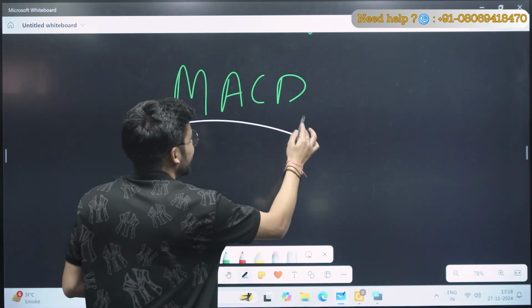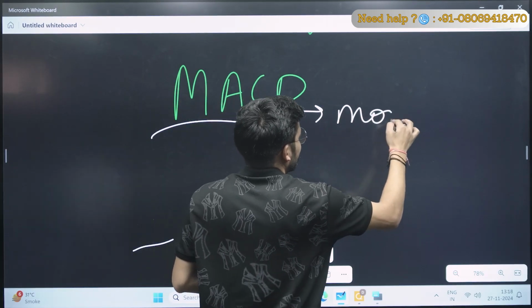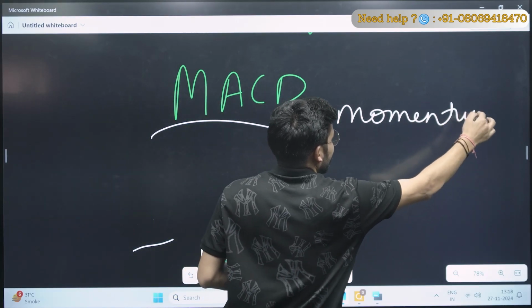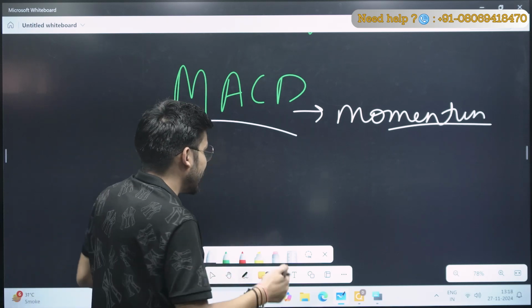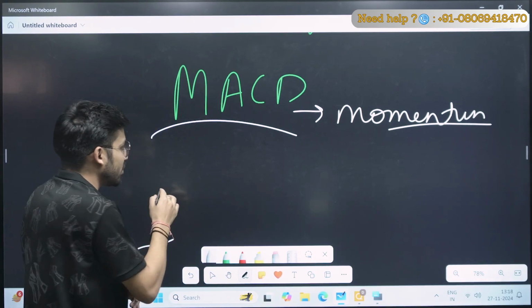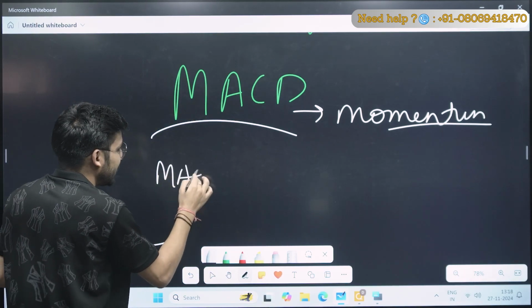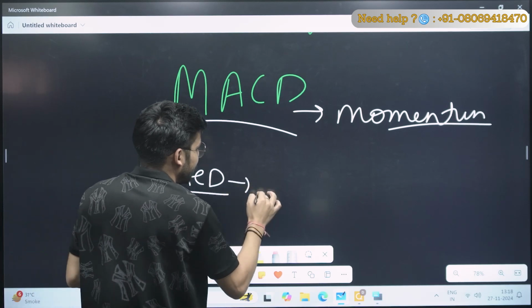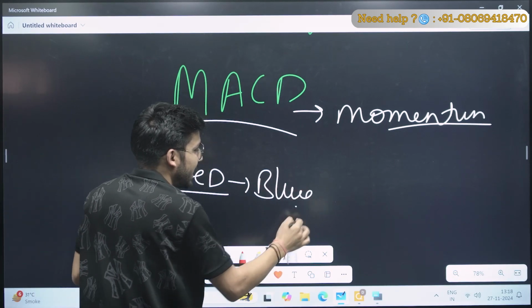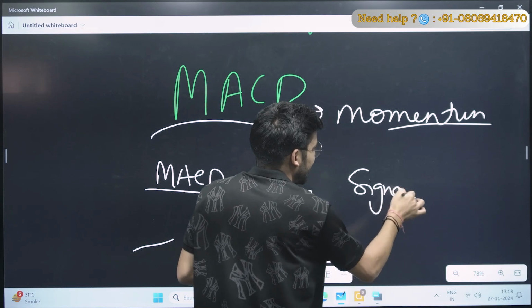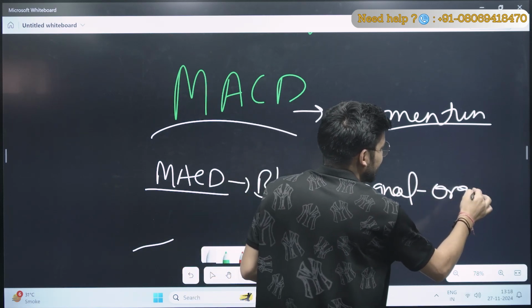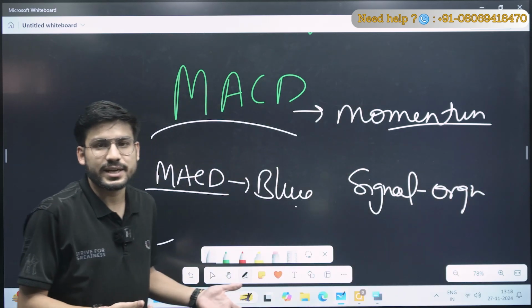MACD is a momentum oscillator. It will show you the momentum of the market, right? Now there will be two lines. The first line will be the MACD line, which is given in blue color, that is the default setting. Then there will be another line, the signal line, which is given in orange color. That is also a default setting, right?